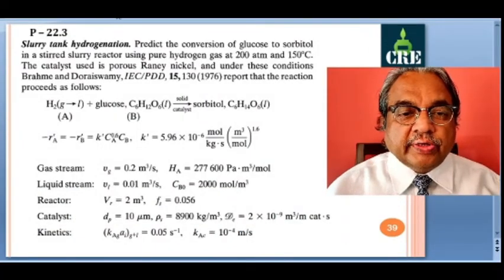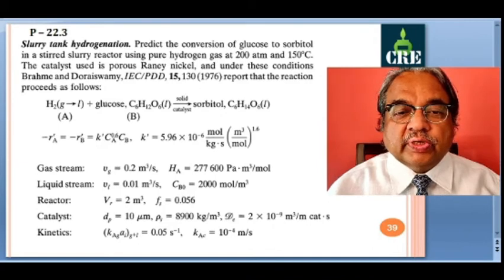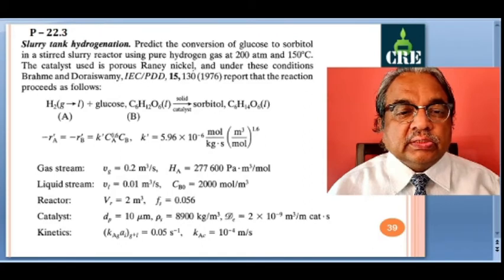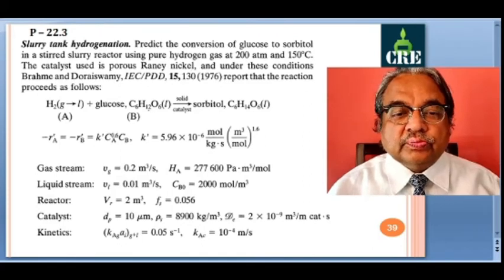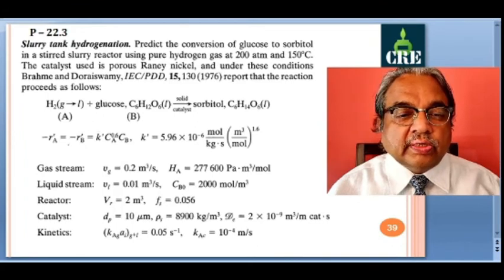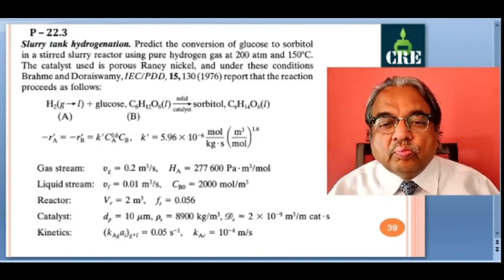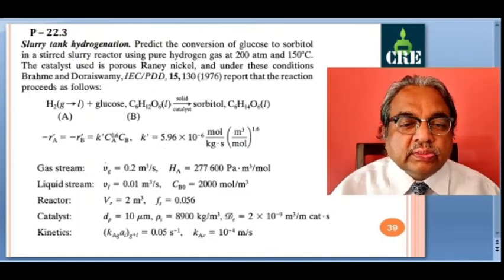Next, 22.3, slurry tank hydrogenation. Predict the conversion of glucose to sorbitol in a stirred slurry reactor using pure hydrogen at 200 atmosphere and 150 Celsius. A nickel catalyst is used. So reaction is A plus B gives products on solid catalyst. Rate law minus Ra prime is equal to K prime Ca raised to 0.6 Cb raised to 1, and K prime is given as 5.96 into 10 raised to minus 6 in consistent units.